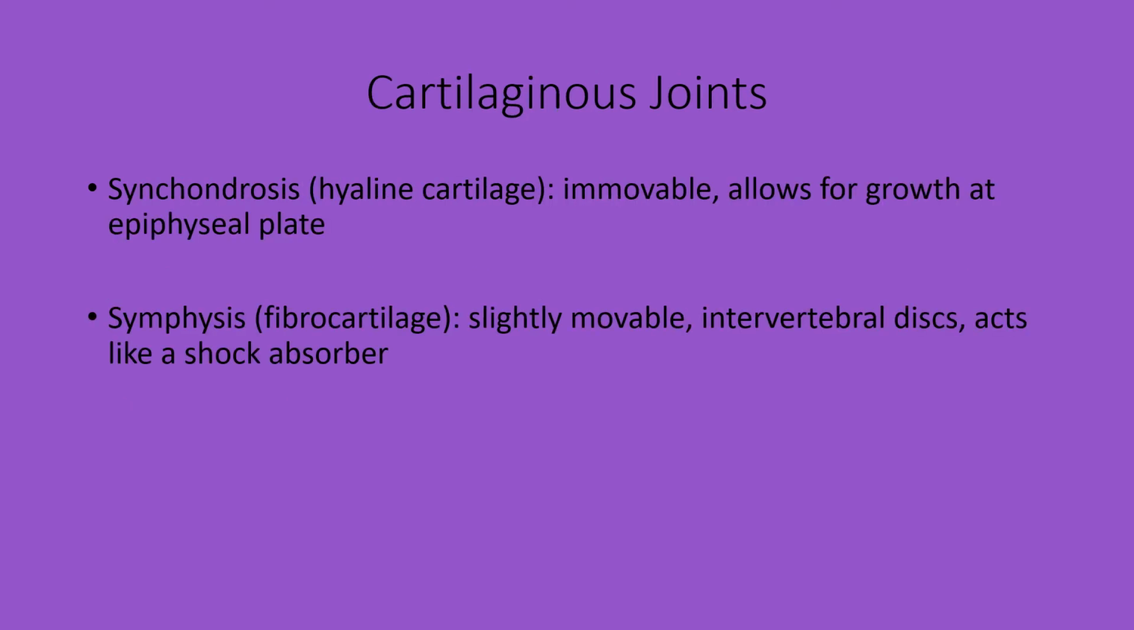Cartilaginous joints, your synchondrosis have hyaline cartilage. They're immovable. It allows for growth. You see this at like the epiphyseal plate and the long bone where the growth is occurring. And symphysis, fibrocartilage, slightly movable. You'll see this in the intervertebral disc. Kind of acts like a shock absorber.